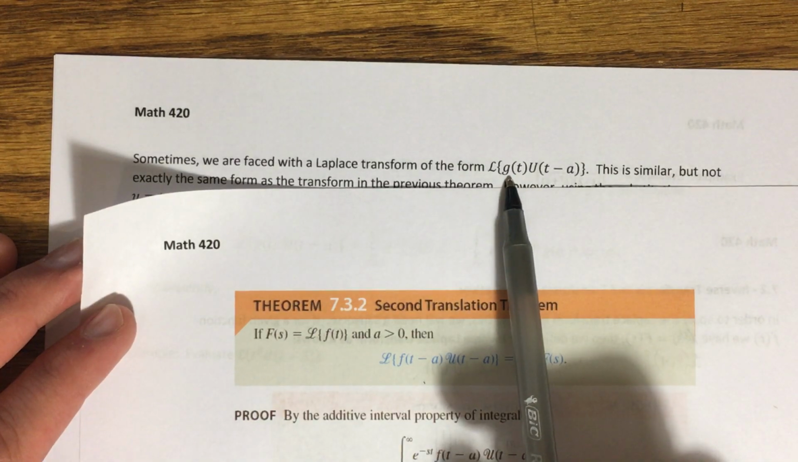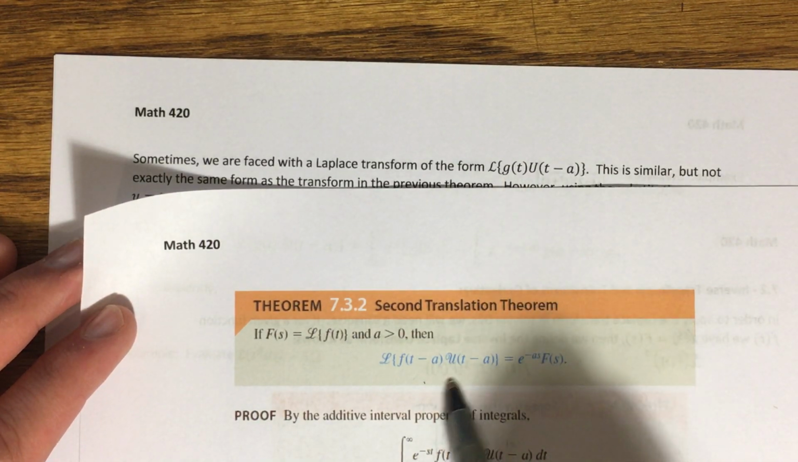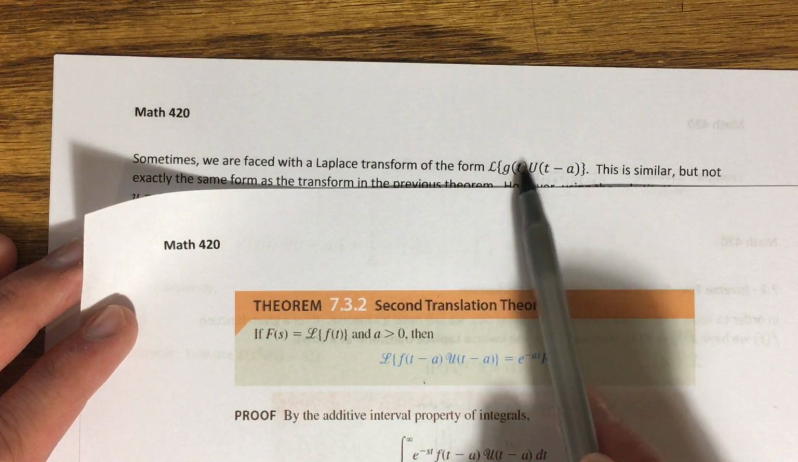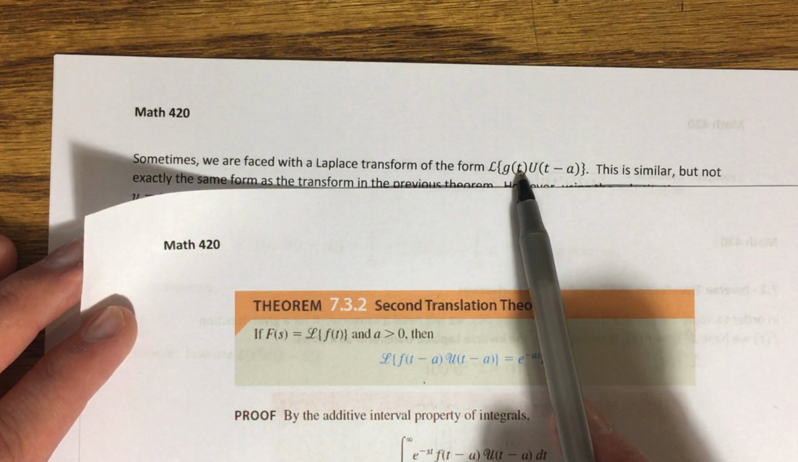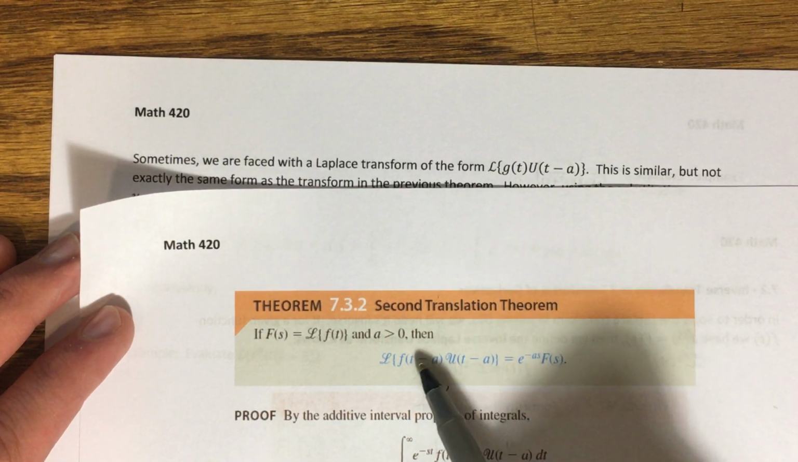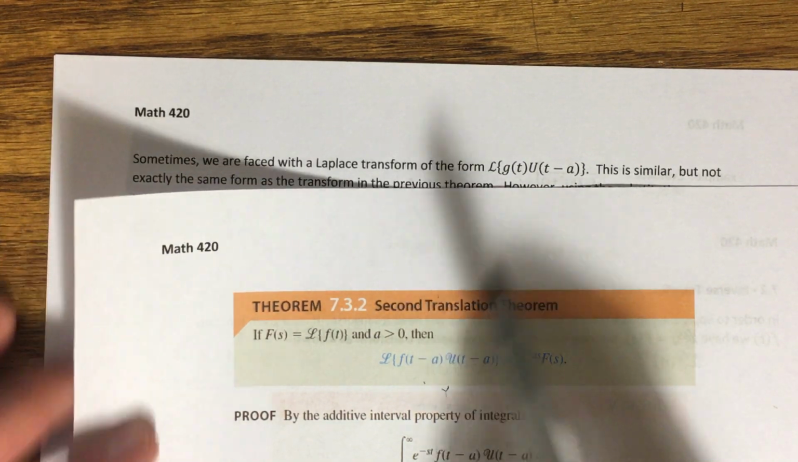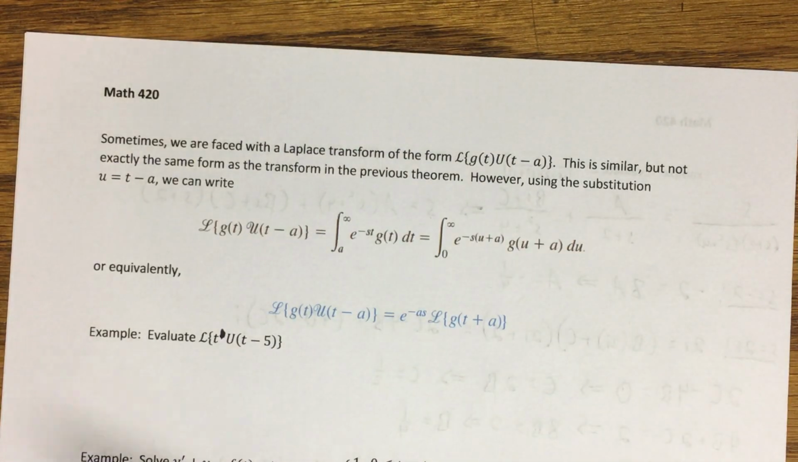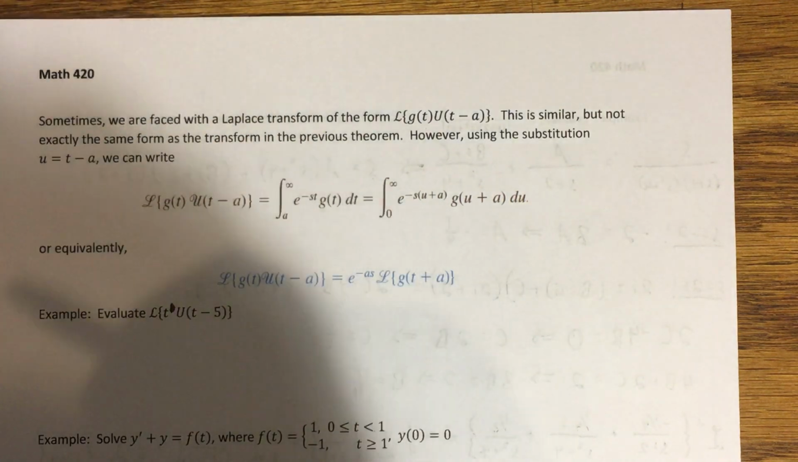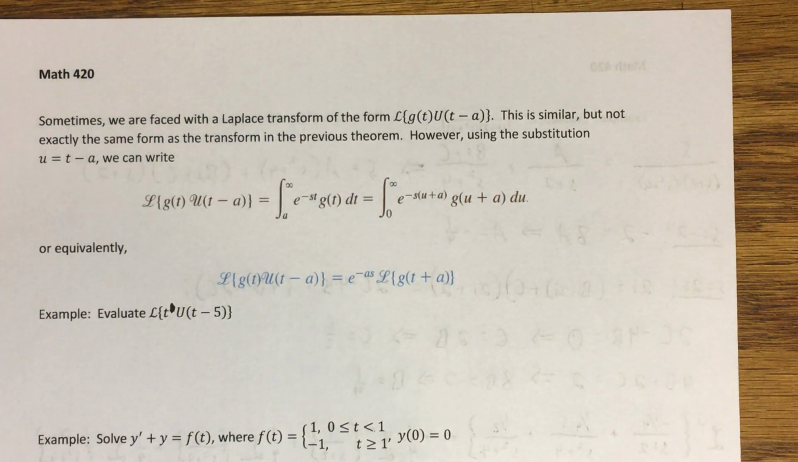Compare that to this. The only difference is that the function in here is not a function of t minus a, it's just a function of t. Can we use the second translation theorem when it doesn't exactly match in that way? And the answer is, of course, yes, otherwise we wouldn't be talking about it. But we need to be careful with how we do it. So what's going to happen here is we're going to make another change of variables. We're going to make a substitution.